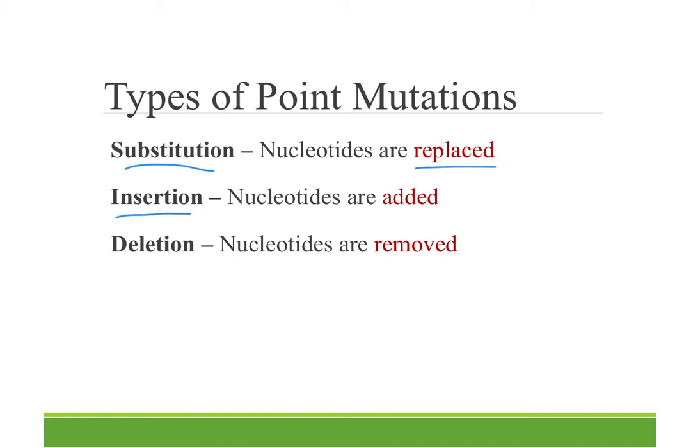Or there may be an insertion where a nucleotide is added, actually making that gene of the DNA a little bit longer. And then there could be a deletion point mutation where a nucleotide is removed, making that gene a little bit shorter. All of these will have different effects on the end result of that protein that is supposed to be produced by that gene.